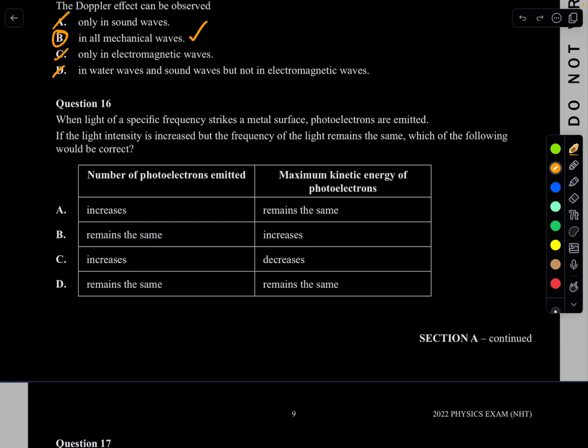So the number of photoelectrons emitted would increase because the intensity of light increased. So these are going to be wrong, and the maximum kinetic energy of photoelectrons will remain the same.